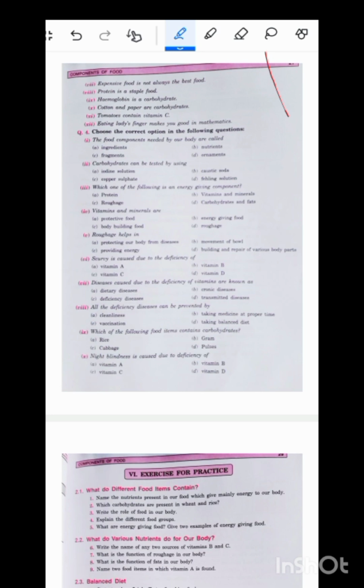So coming to question number 4, correct option questions, MCQ type. The food component needed by our body is called option B, nutrients. Carbohydrate can be tested using iodine solution, the starch test. And question number 3, which of the following is an energy giving component? Option D, carbohydrates and fats. Vitamins and minerals are option A, protective food.